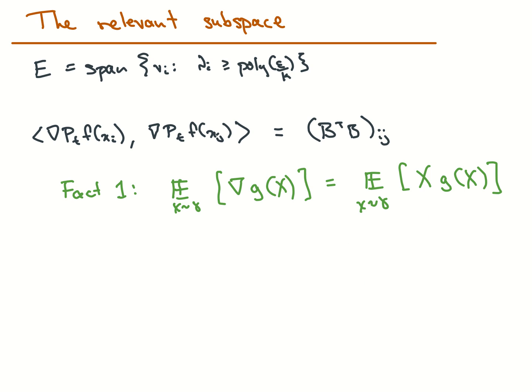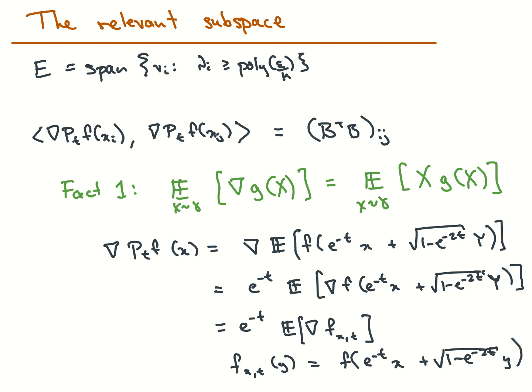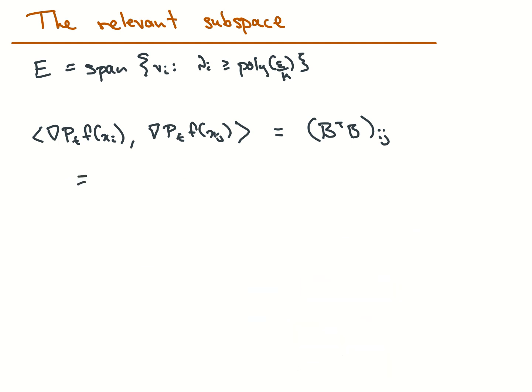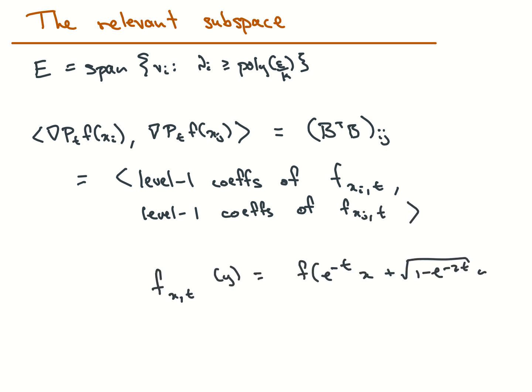This is relevant to our problem because the gradient of the smoothed function can be expressed as the expectation of a gradient like this. So it's the expected gradient of a shifted and scaled version of the original function. Anyway, the point here is that this inner product of gradients is like the inner product of the level 1 coefficients of these shifted and scaled functions.